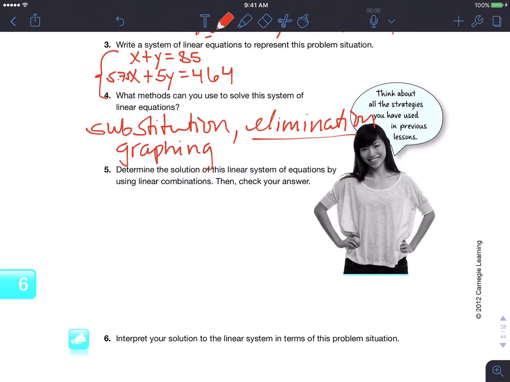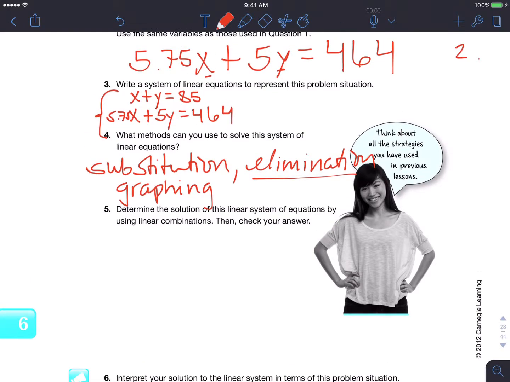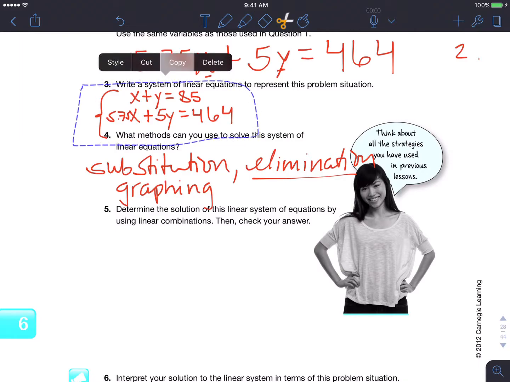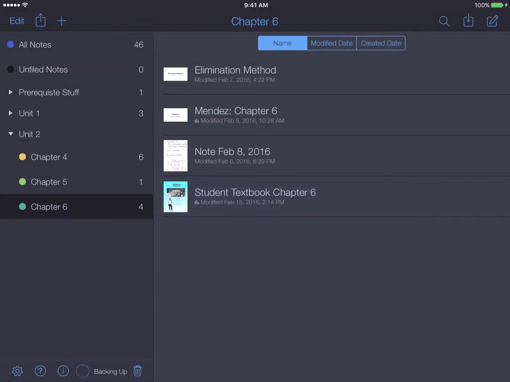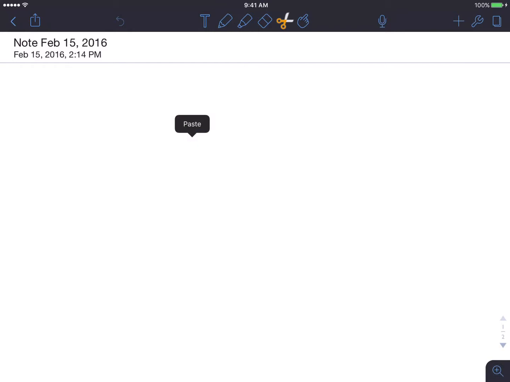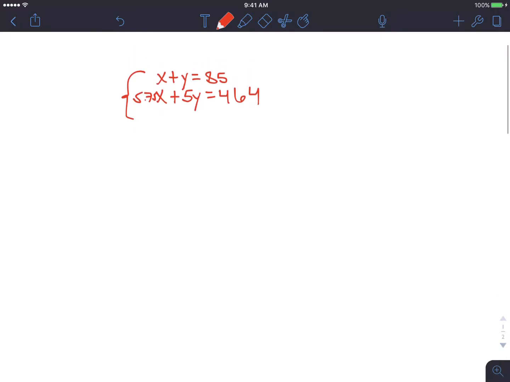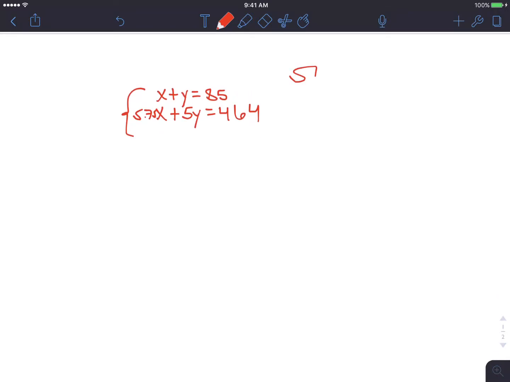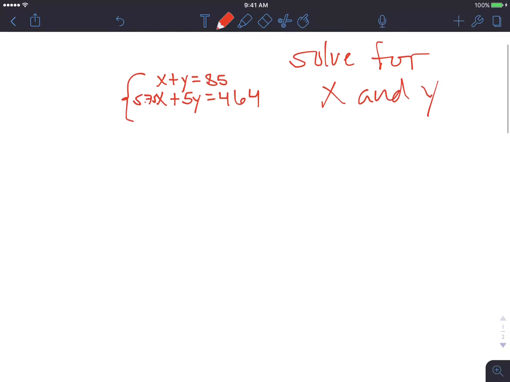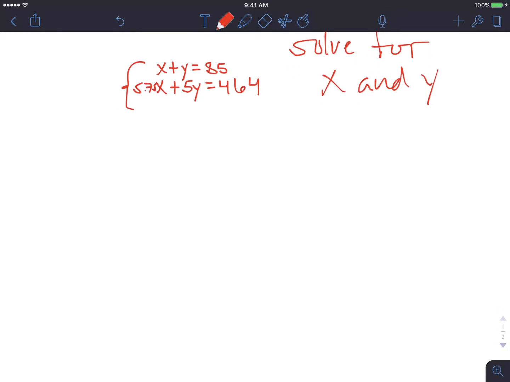So we probably need more space. Let me see if I can try something here. Copy. Oh, it worked. Cool.